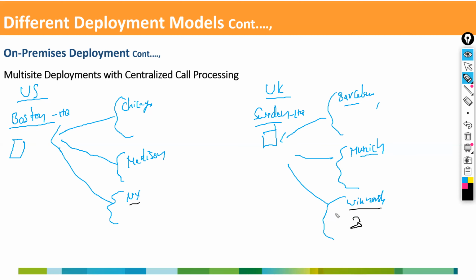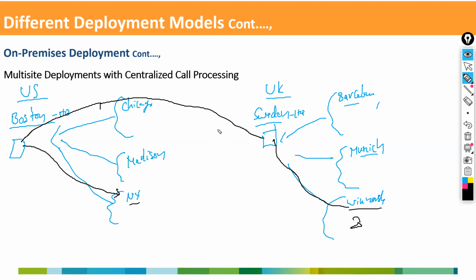From here, it goes to Sweden CUCM. From the Sweden CUCM, it connects to the Boston. From the Boston, it will be connecting to the New York, this one. This is how communication happens.